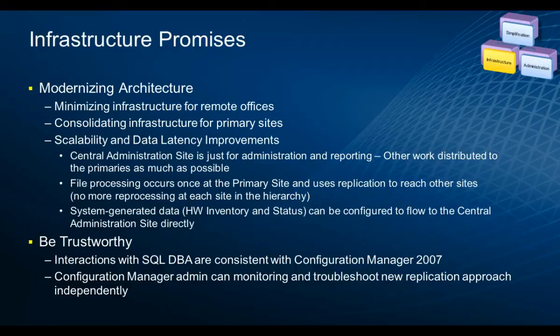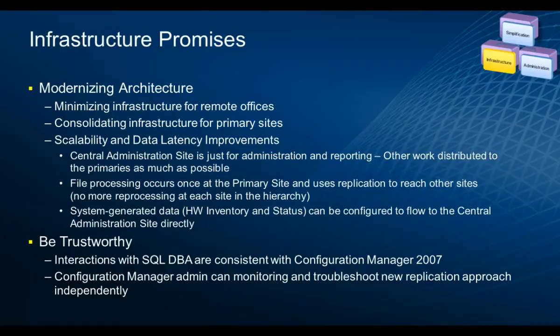Part of modernizing architecture is also improving scalability and data latency for the organization. We now have a central administration site role that sits at the very top and is simply there for administration and reporting. Other work, like policy distribution and package replication, is distributed to the primaries as much as possible based on how your organization may be set up.